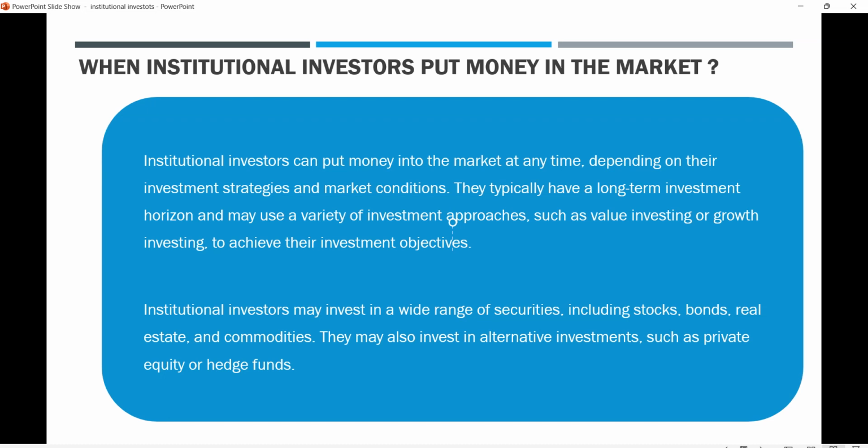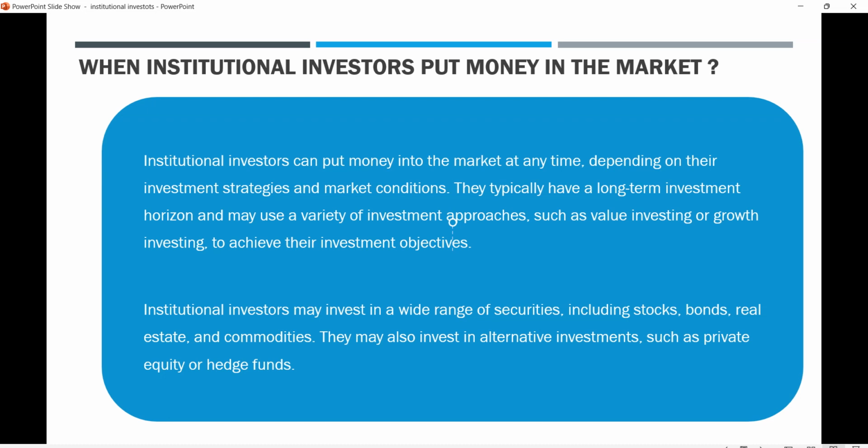Everybody was amazed: what is this, what happened to the stock market, why are these big elephant bars suddenly appearing in the charts? The answer is that institutional investors have put their money into the market. They typically have a long term investment horizon and may use a variety of investment approaches. They can use any variety of approaches, but what we have to do is be with them. So we have to read the institutional investors data.